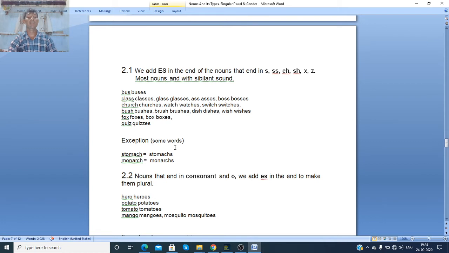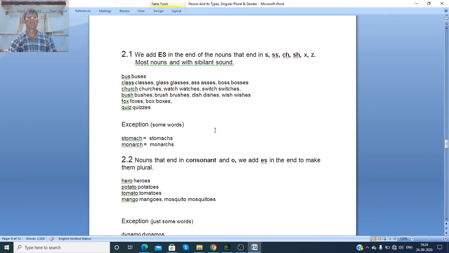And it has some exceptions to the rules, like stomach. Stomach will become stomachs, not stomaches. Monarch will become monarchs, not monarches.